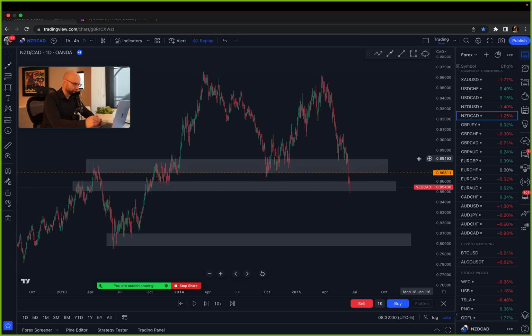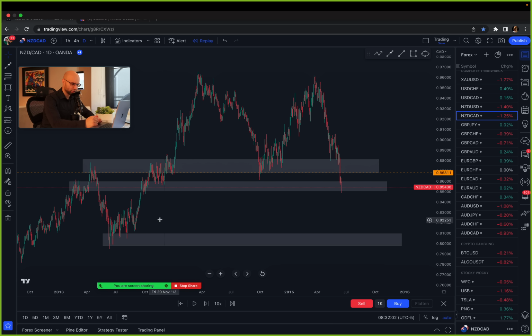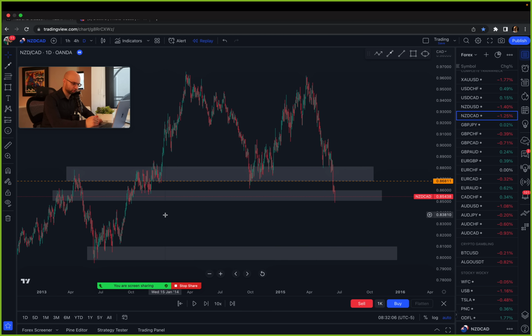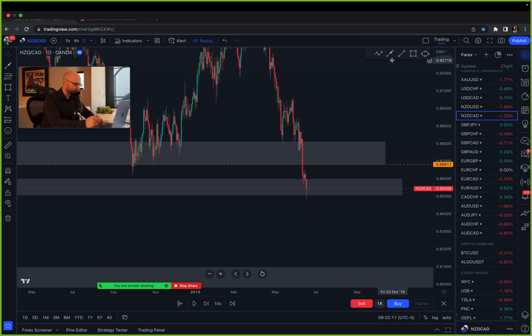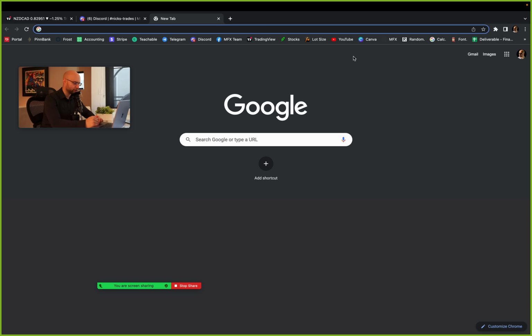All right, so I've drawn some support resistance zones. This one's kind of weird because price went through it a couple times. This one's a little bit better. This one down here is great. So we're just going to see what happens. So let's say right here, you think that price is going to bounce. And let's start a 50K account.